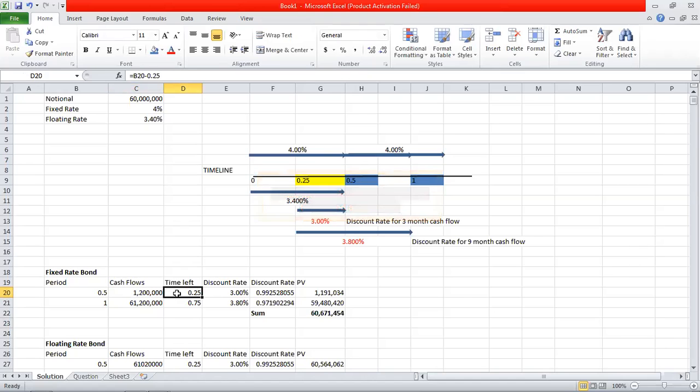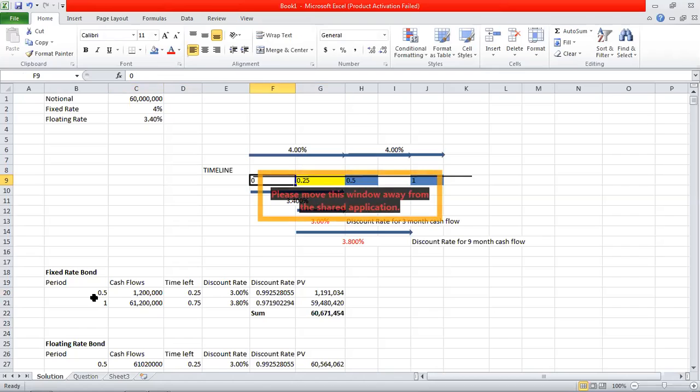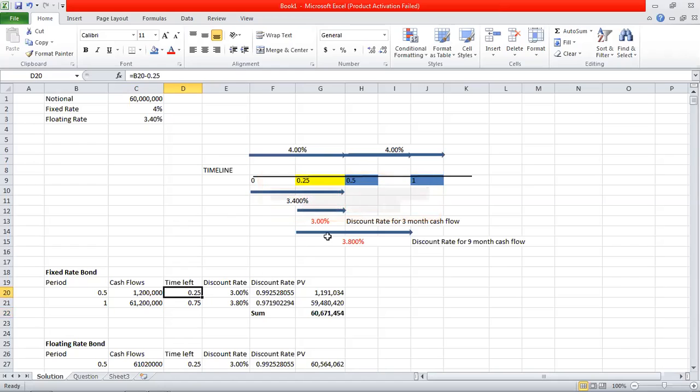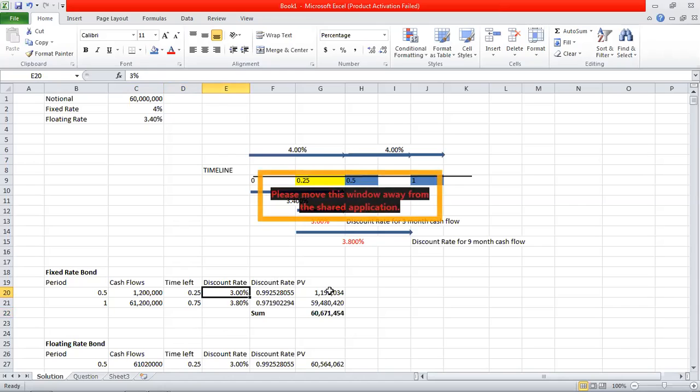Okay. So now that we know the cash flows, I know that I'm going to receive this cash flow in 0.25 period from now, because again, remember, we are valuing the IRS at this point. So I'm going to receive the cash flow initially at 0.5, but I have already passed that 0.25 stage. So the time left is basically 0.5 minus 0.25, and the other one is 1 minus 0.25. This is the period remaining when I'm going to actually receive the cash. My discount rates, as was already discussed: the discount rate for the 3-month cash flow is 3%, and the discount rate for the 9-month cash flow is 3.8%.